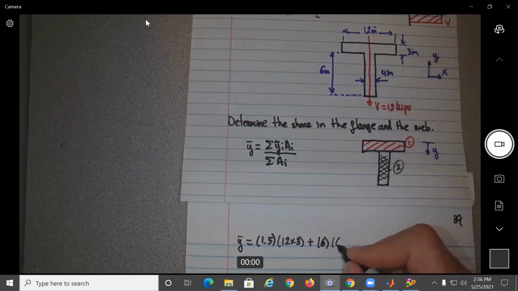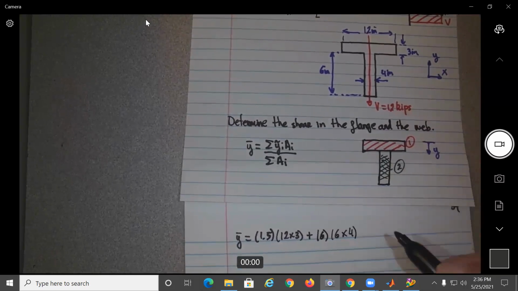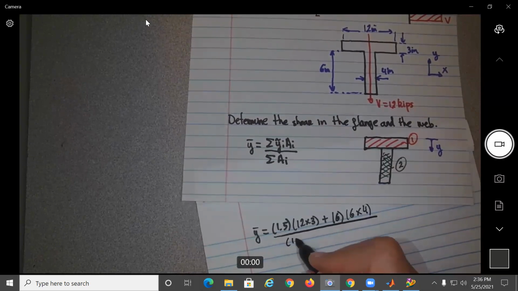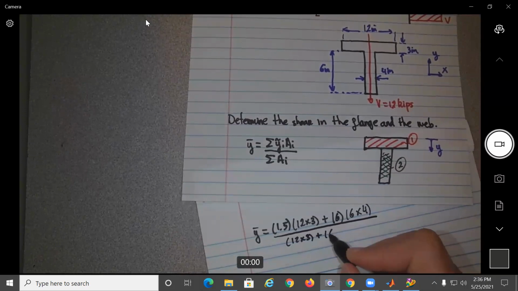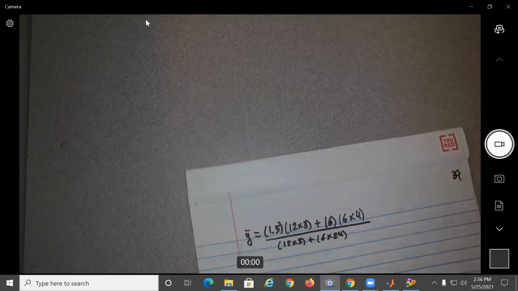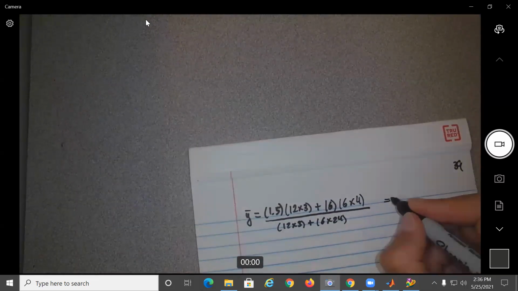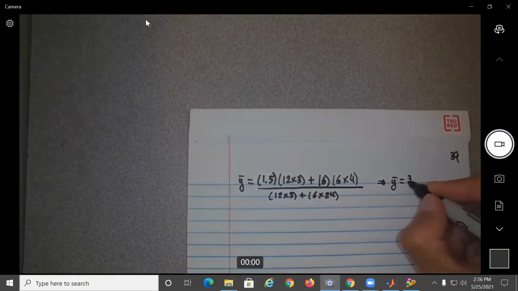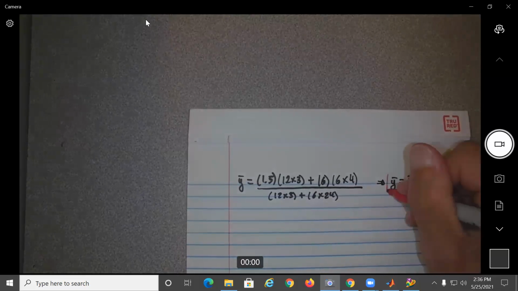And what is the area of this one? Will be 6 times 4. And the two areas are equal to what? 12 times 3 plus 6 times 4. So if you do these calculations, you get that Y bar will be located at 3.3 inches.